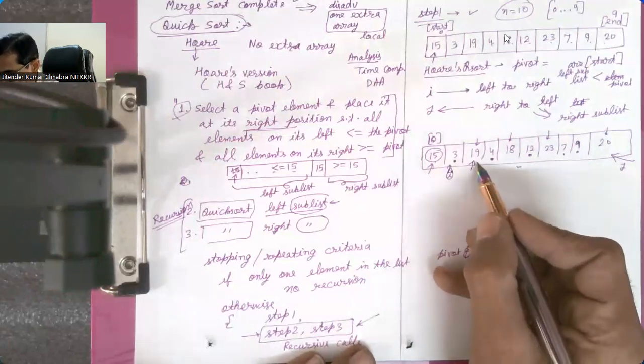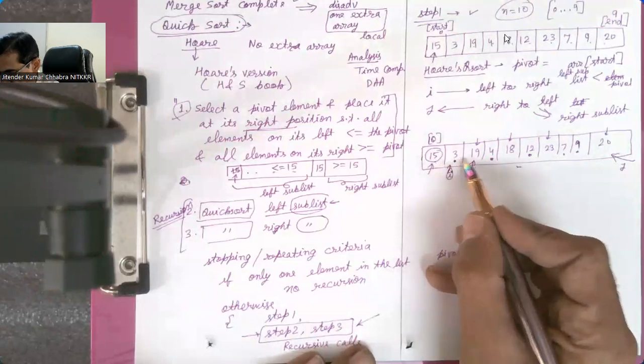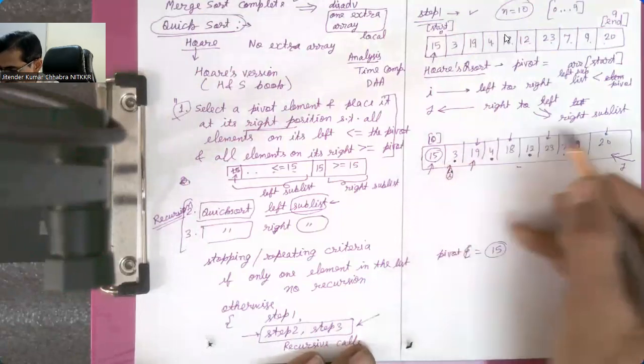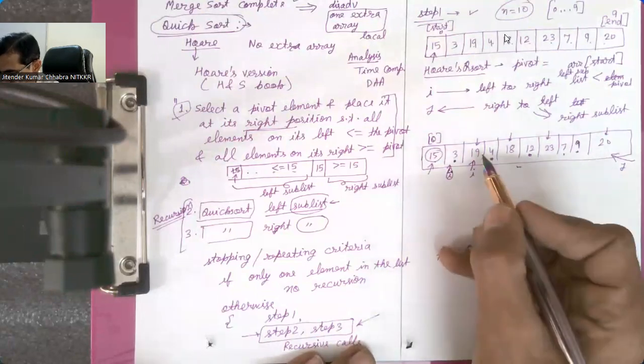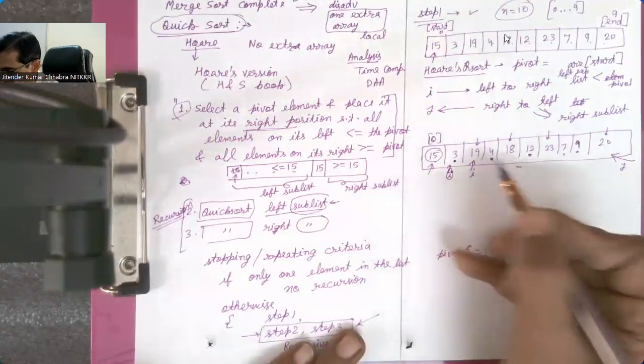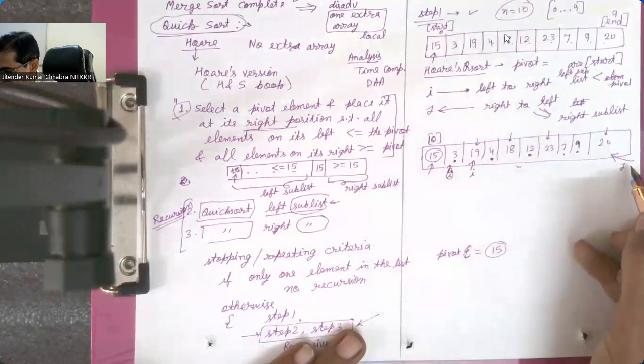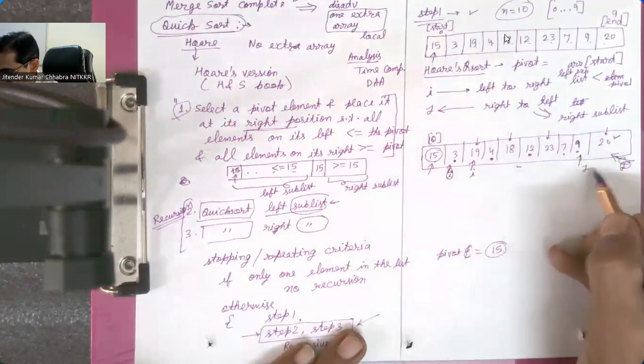19 is bigger than 15, so 19 needs to be shifted somewhere towards the right. So I will keep I and stop here, and I have found an element which is a misfit. I start now from J. J is 20. 20 is bigger, so this value is on the correct side. Shift J. J comes here.